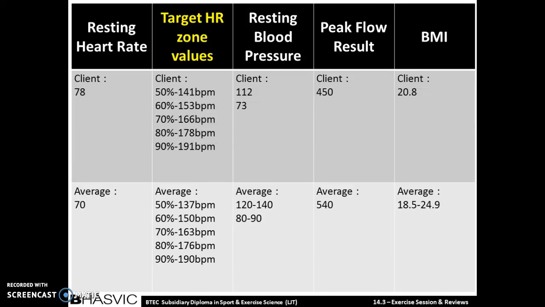They compared to the national average. They are a bit above the resting heart rate for a national average of his age. Therefore his target zones would be higher. His resting blood pressure is good, apart from his diastolic, which is slightly below average. Peak flow is below average, and his BMI is in a healthy category.